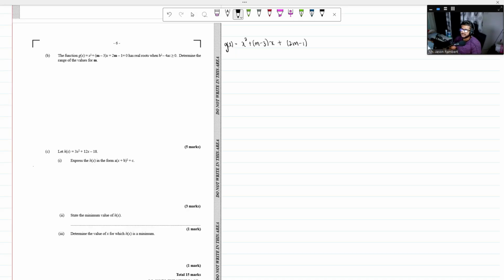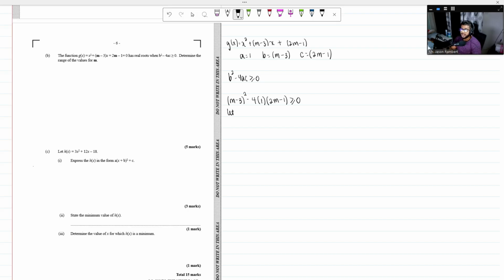Okay, so g of x is equal to that is equal to 0. I'm just going to put this. g of x is equal to this. a is 1, b is m minus 3, and c is 2m minus 1. b squared minus 4ac is greater than or equal to 0, which means b squared, m minus 3 squared, minus 4ac is greater than or equal to 0.